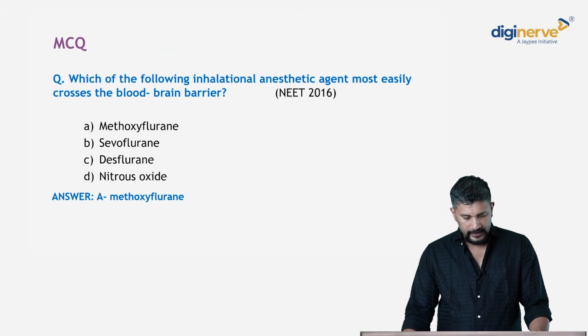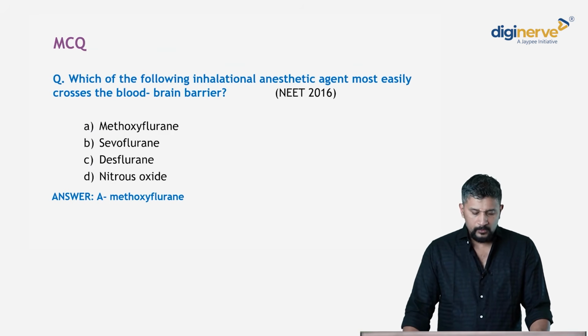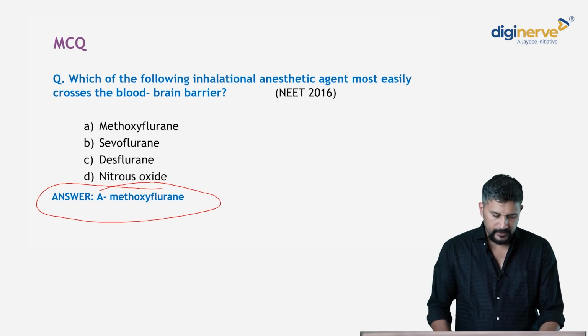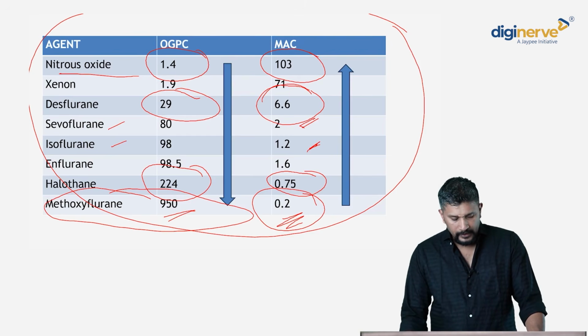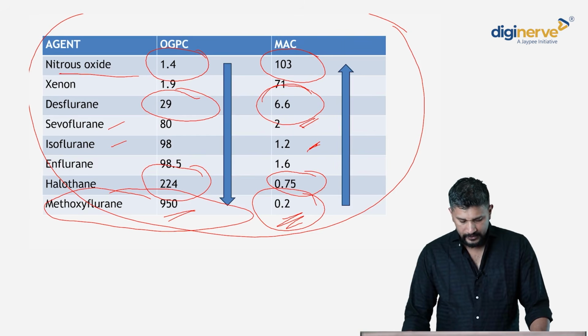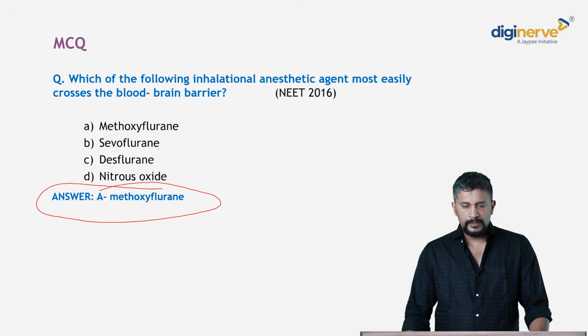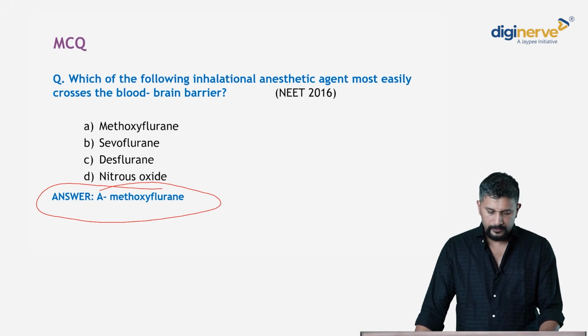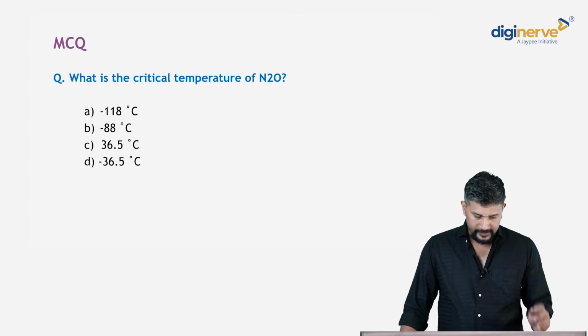Which of the following inhalational anesthetic agents most easily crosses the blood-brain barrier? The correct answer therefore is A, methoxyflurane, because it has the highest oil gas partition coefficient, resulting in a very easy passage across the blood-brain barrier into the brain tissue. So, let's look at the next question.